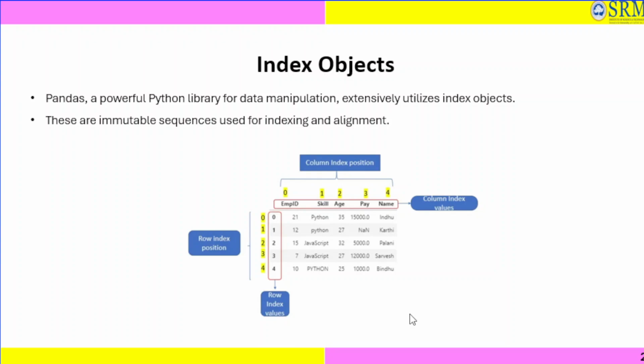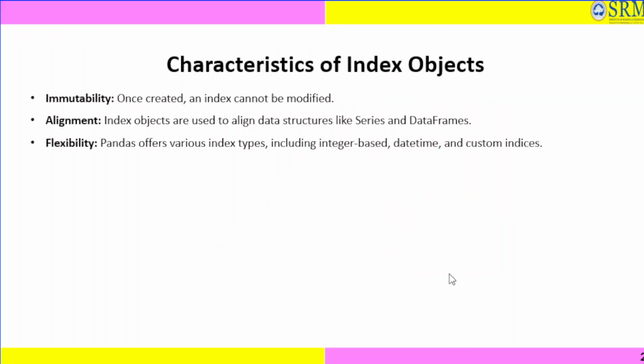Pandas, a powerful Python library for data manipulation, extensively utilizes index objects, and these are immutable sequences. That means you cannot change them. Next are the characteristics of index objects. Immutability: once created, the index cannot be modified. Then alignment: index objects are used to align data structures like series and data frames, and in the series and data frames video we discussed the alignment concepts in detail.